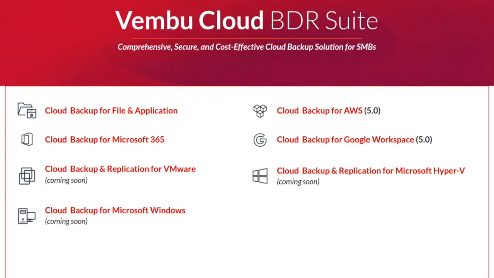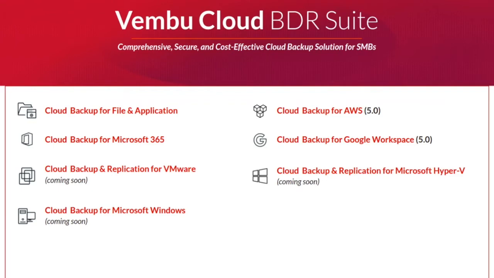Here we have multiple solutions under this. The first one is Vembu Cloud Backup for files and applications, a granular file and application backup solution to back up your data directly to the cloud. Then we have cloud backup for AWS, backup for Microsoft Office 365, and backup for Google Workspace. The functionalities offered are similar to those of the BDR Suite.